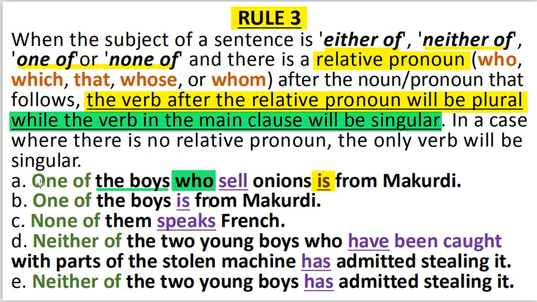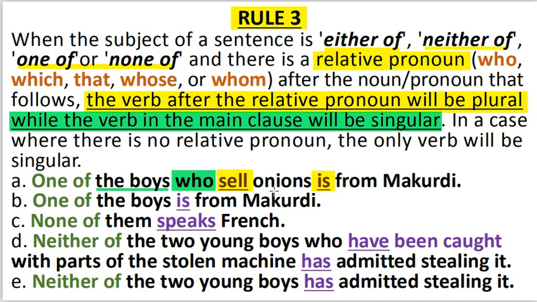Example A. One of the boys who sell onions is from Makurdi. Now let's see, the sentence begins with one of, then followed by a noun or a noun phrase. In this case, it is a noun phrase, the boys. Then followed by the relative pronoun, who. We now say that the verb after the relative pronoun must be plural. That is why we have sell. Sell is a plural verb.